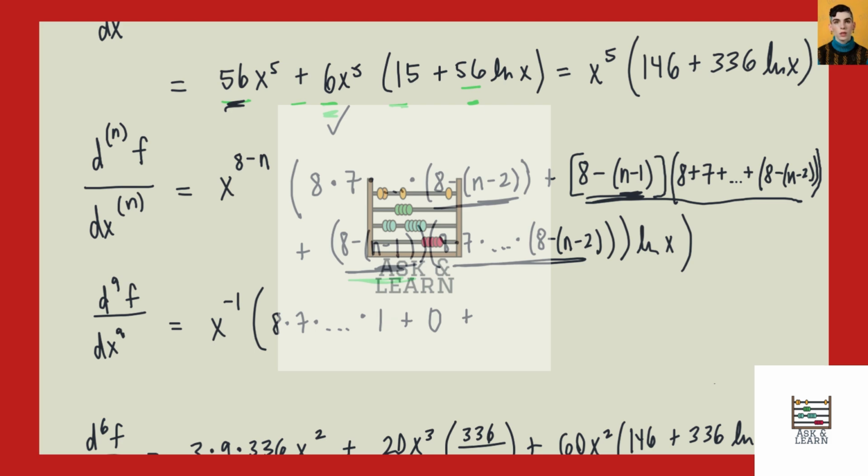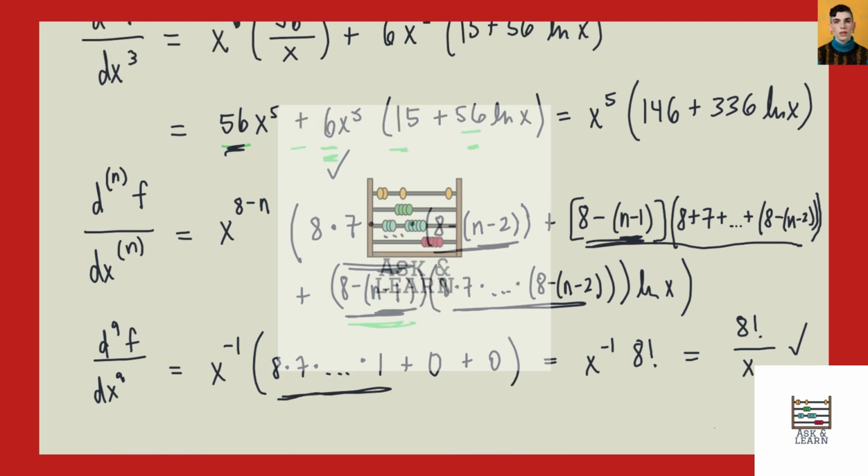So we have 9 minus 1 is 8, and 8 minus 8 is 0. So this term is also 0. And we are left with x to the negative 1 times, this factor here is just 8 factorial. Okay, so this is 8 factorial over x. Okay, so this is the same. So if you see a pattern, you can shorten your calculation by writing out a formula and then just subbing in the number of derivative that you need.